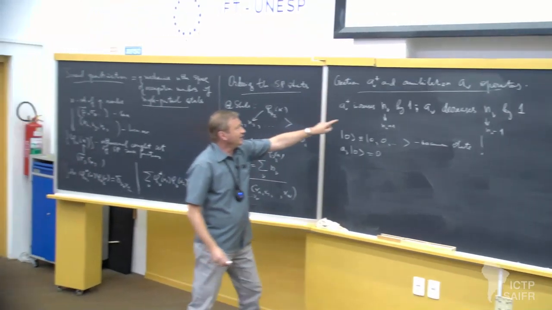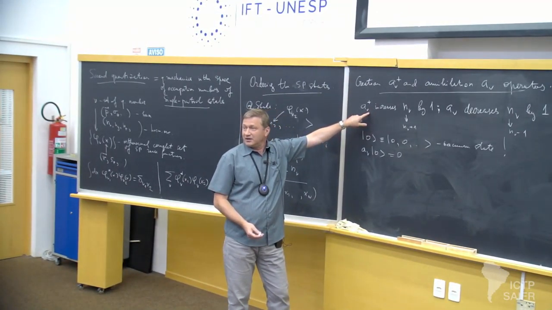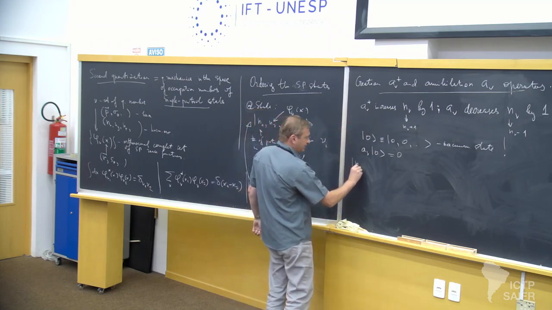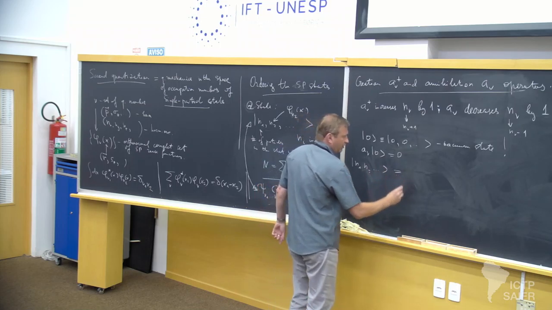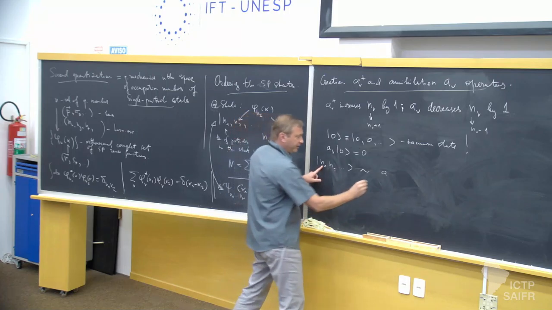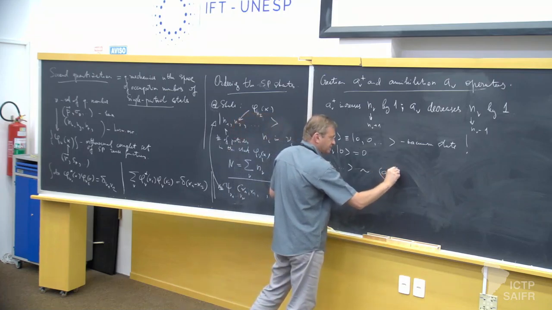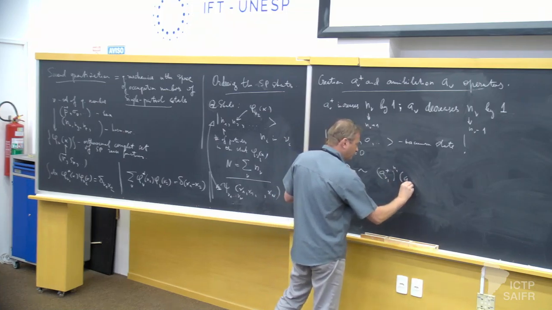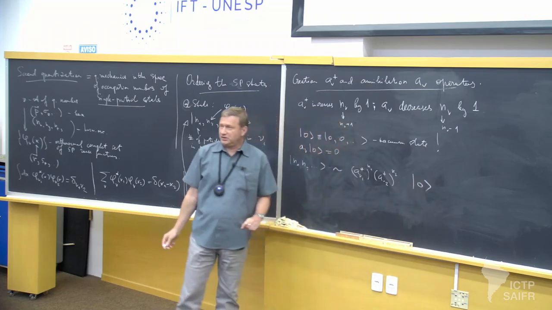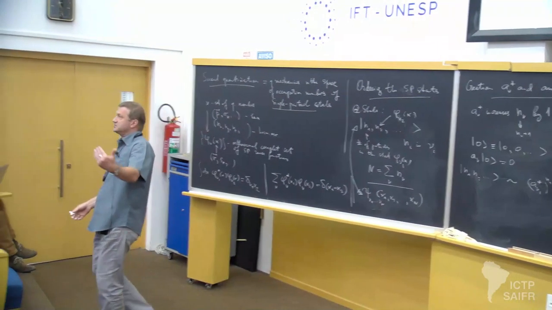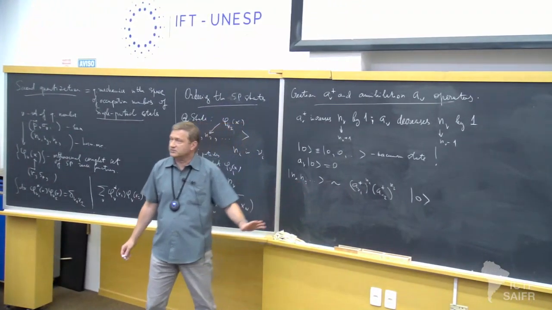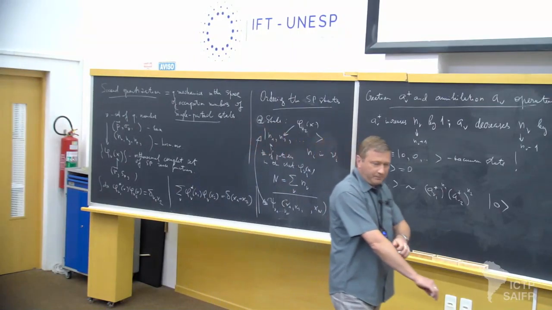But then, if you know what these operators are doing, you can very easily understand how to construct all the other states. To construct the state n1, n2, etc., you have to apply the a nu 1 dagger operator n1 times, and apply the a nu 2 dagger operator n2 times, etc., to the vacuum state. Then you populate the modes, the single-particle states, with particles according to these numbers. And here is some normalization coefficient. So now we come back to fermions.